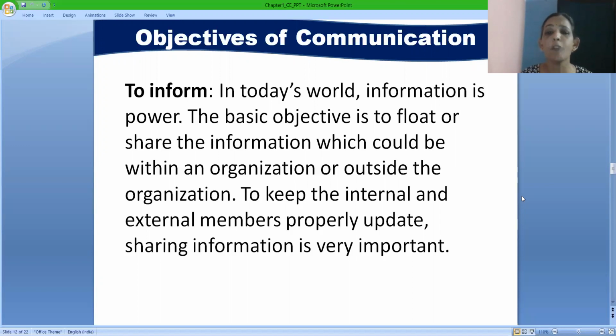That is informing others about your thought process, your ideas, your viewpoints, and what you have understood and how you have understood the concept. So the first objective of communication is how we use communication in order to inform our viewpoint, in order to inform our opinion.